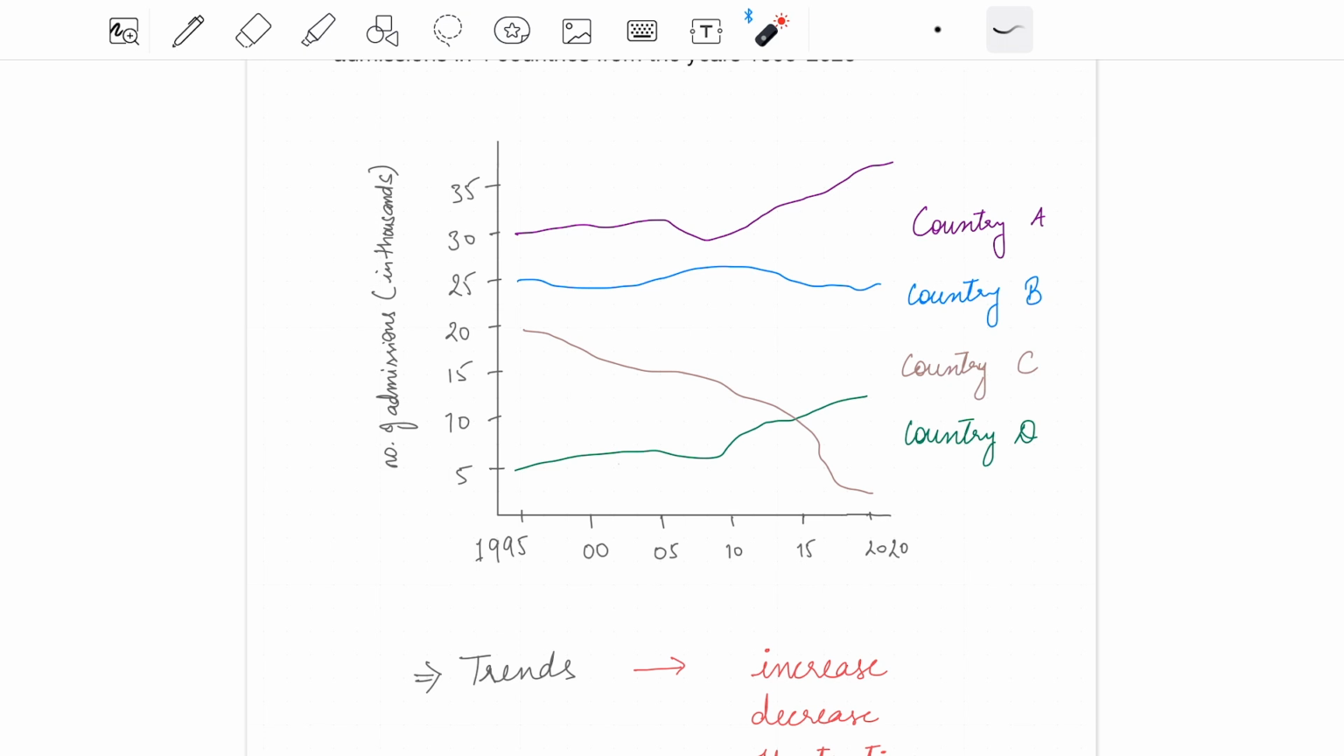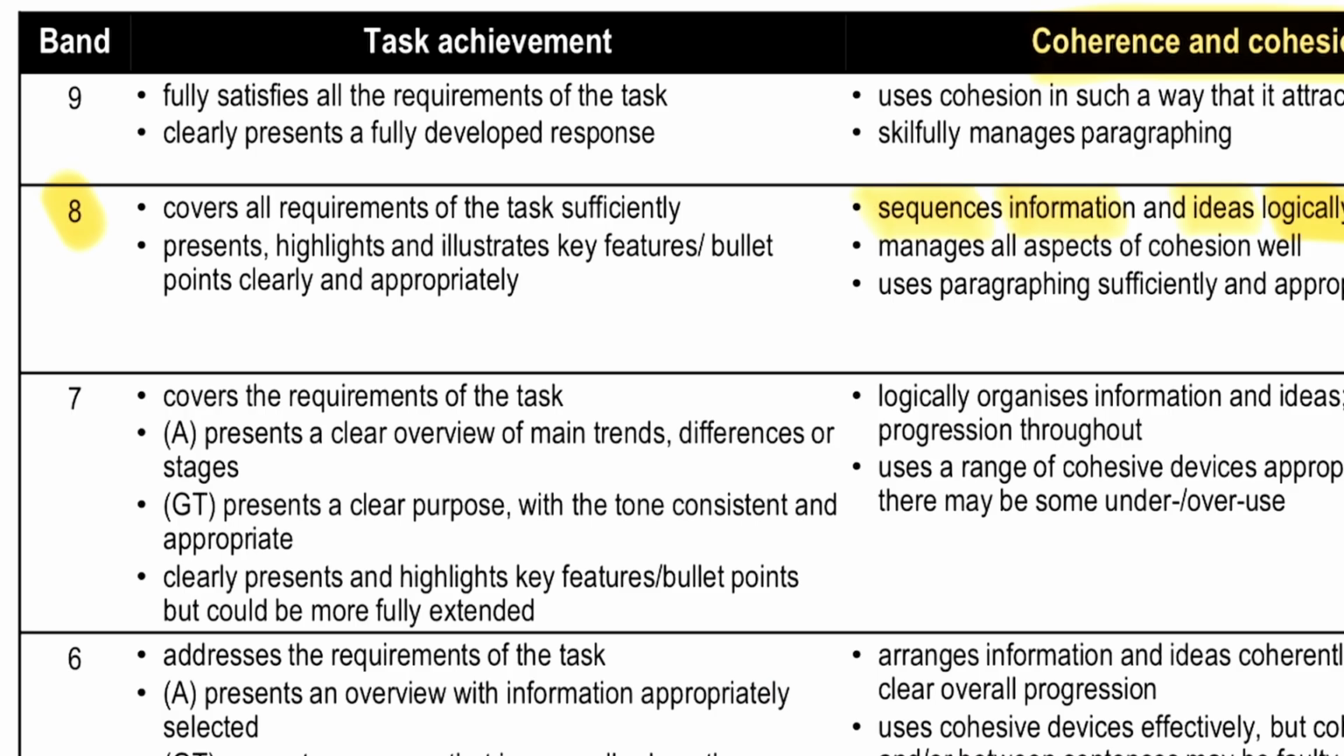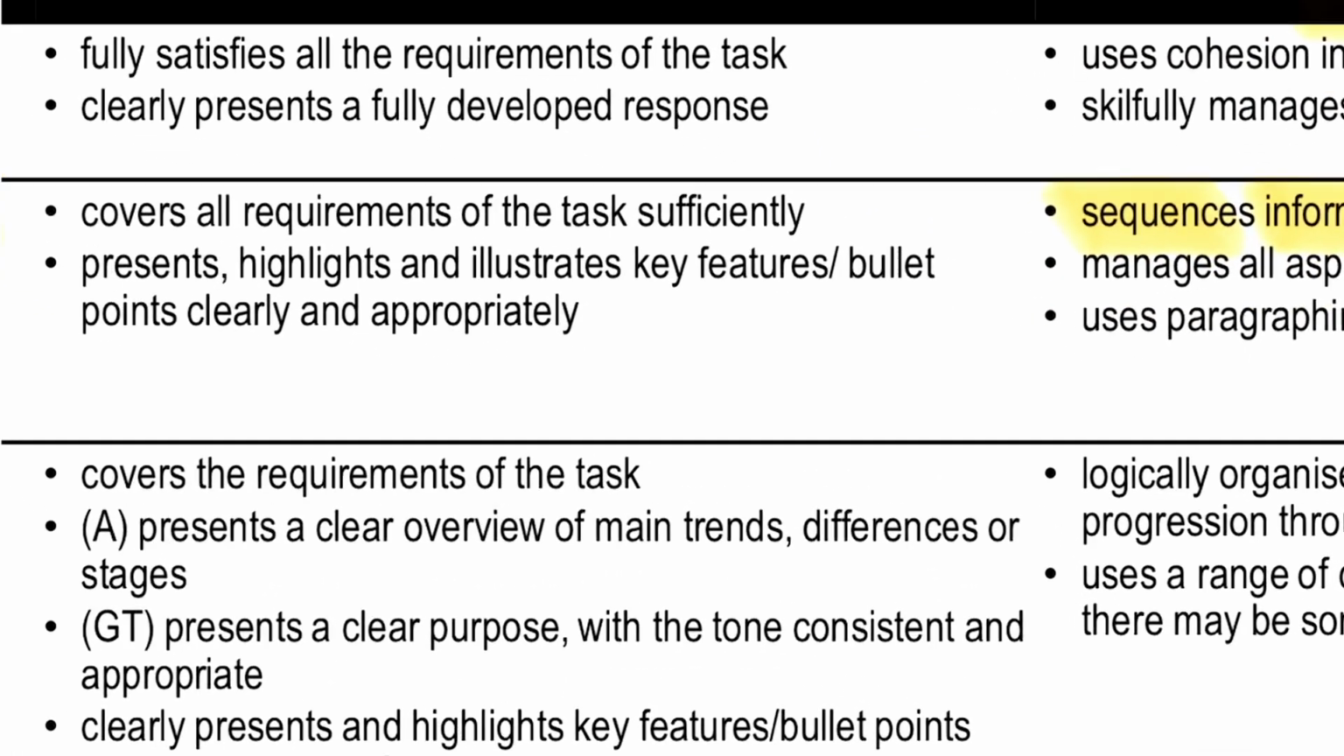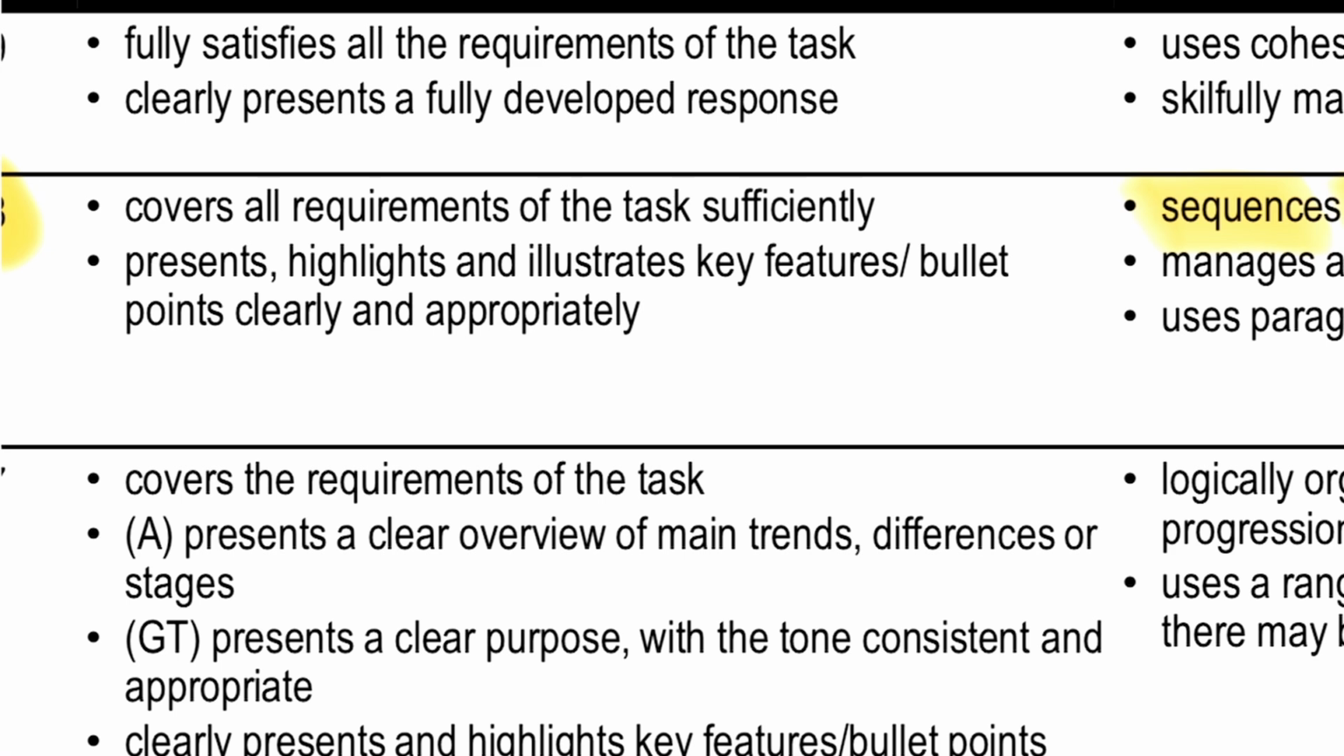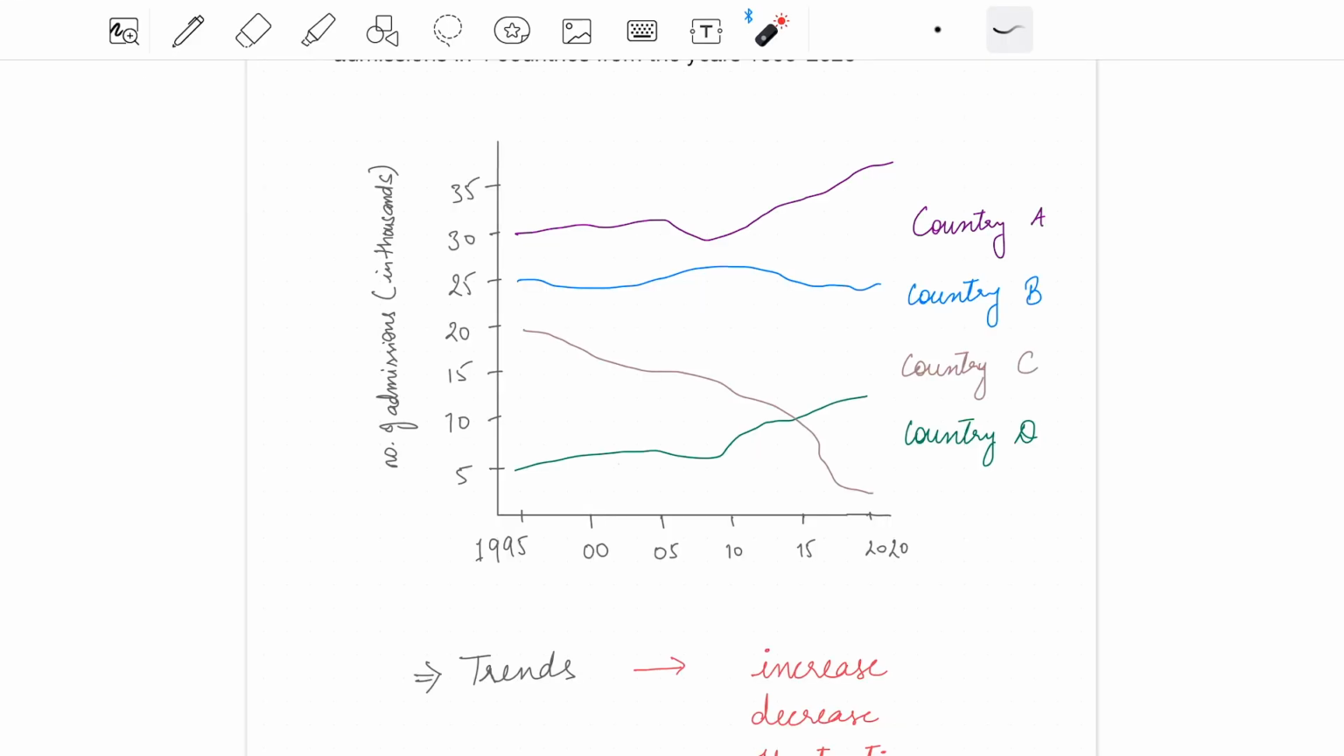Another thing which you should keep in mind when attempting line graphs is to only and only mention the key features. Very important. Again, as we can see here, under task achievement, it clearly mentions that the examiners are expecting the students to present, highlight and illustrate key features and key features only. Now, what are the key features in this line graph, and how to select key features?